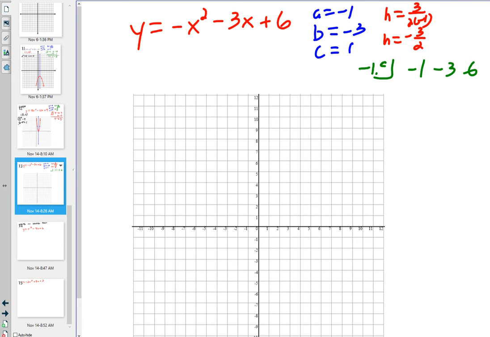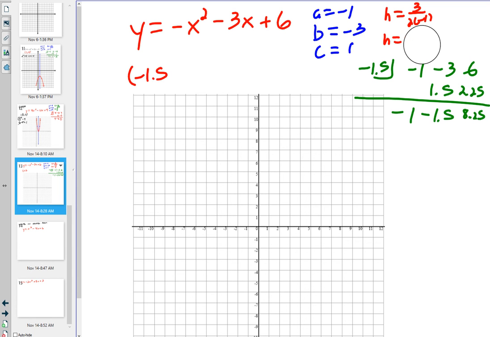So this would be -1.5. When I drop this down, that gives me +1.5, which gives me -1.5. What's -1.5 times -1.5? 2.25? So 2.25 plus 6 is 8.25. So this vertex is going to be at -1.5, because that's just this -3 over 2 that I got, is -1.5, comma 8.25.